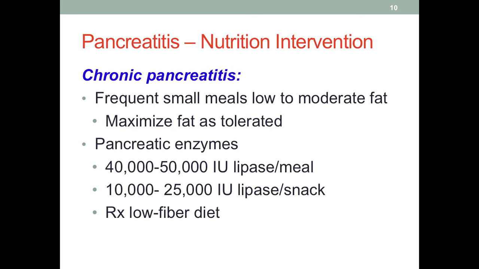In addition to having smaller, more frequent meals, patients are also given supplemental enzymes. For example, 40 to 50,000 IUs of lipase for each meal, and then a little less for snacks. We also want to use a low-fiber diet. The reason for this is that if we have a high-fiber diet and we also need to have these enzyme supplements with meals, then the fiber will chelate and engage many of the enzyme molecules and make them unavailable. So in this case, high fiber in the diet would reduce the effectiveness of the enzyme supplement. And this is the rationale behind the low fiber diet here.